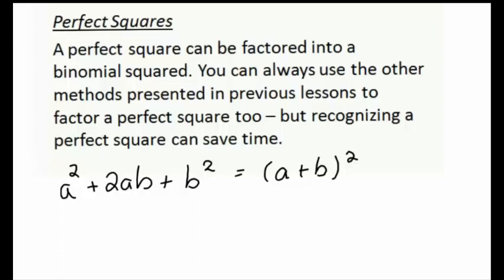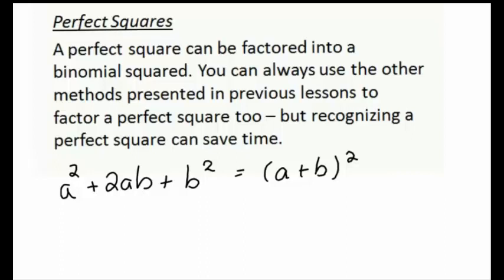This means if you ever see anything of this form, a squared plus 2ab plus b squared, you can immediately factor it into a binomial squared, a plus b, all to the power of 2. Now, one of the nice things about a perfect square is that sometimes they're hard to see right away, so you can always use other techniques. So we could always try to factor this trinomial using trial factors or using the grouping technique. That will always work for our perfect square.